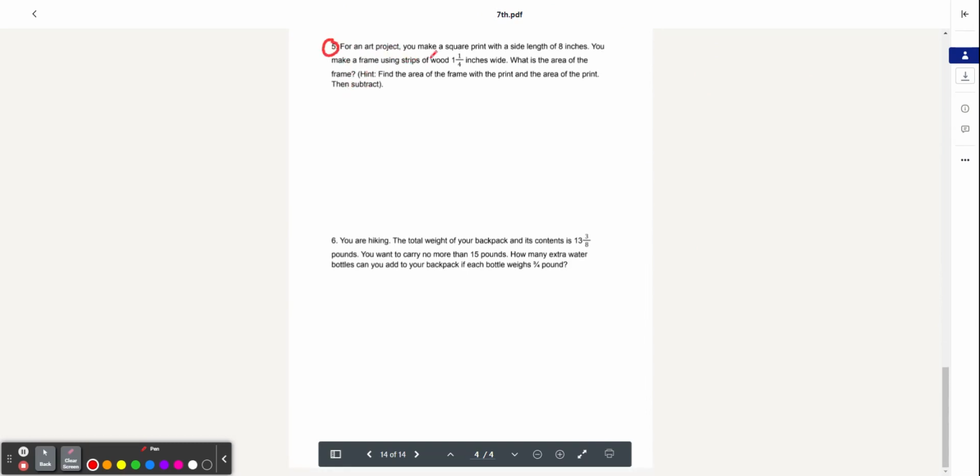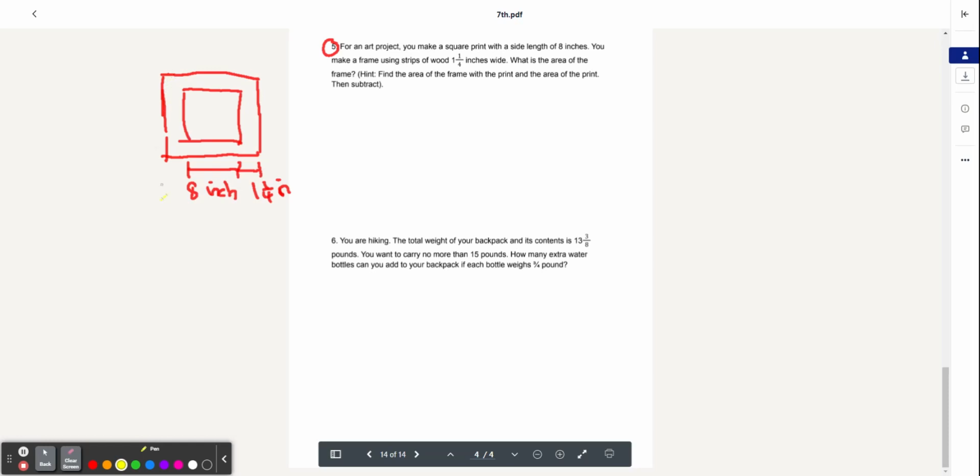Let's get 5. For an art project, you make a square print with a side length of 8 inches. You make a frame using strips of wood 1 1/4 inches wide. What is the area of the frame? And there's a hint. So we have the print, and we have the frame. So the square print is 8 inches, and the frame is 1 1/4 inches wide. And what we want to do is find this area.